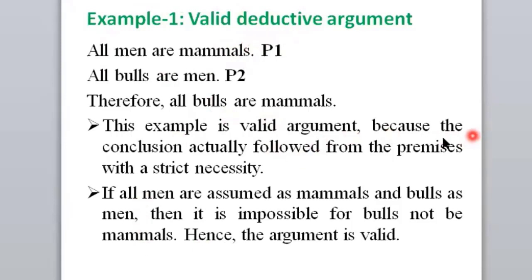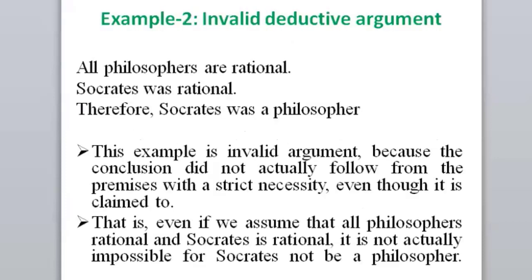So this example is a valid argument because the conclusion actually follows from the premises. If all men are assumed to be mammals and bulls are men, then it's impossible for the bull not to be a mammal. Therefore, this argument is a valid deductive argument. You understand? Okay. The second example, let's look at an example of an invalid deductive argument. Look here, the first premise is: all philosophers are rational. You see?